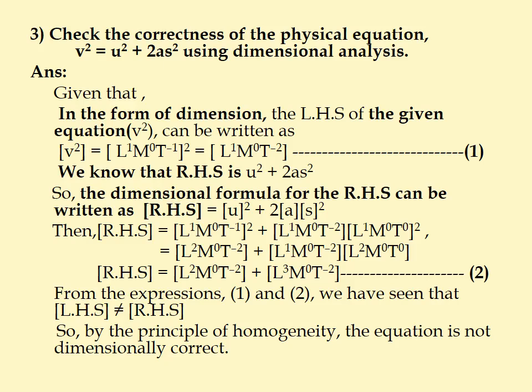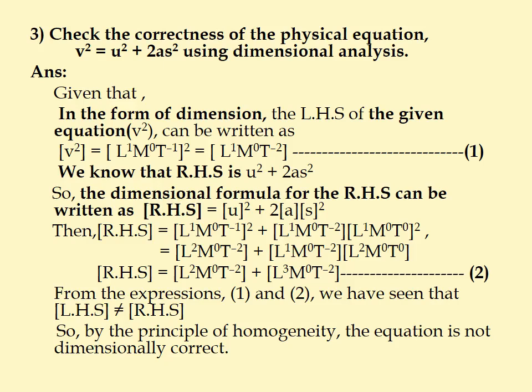We know that RHS is u square plus 2a s square. So, the dimensional formula for the RHS can be written as: dimension of RHS is equal to dimension of u square plus 2 into dimension of a into dimension of s square.